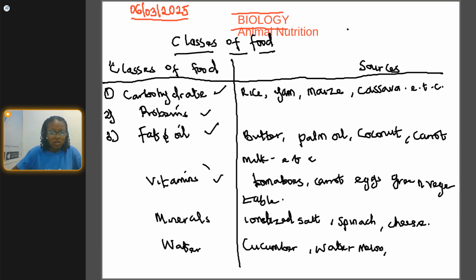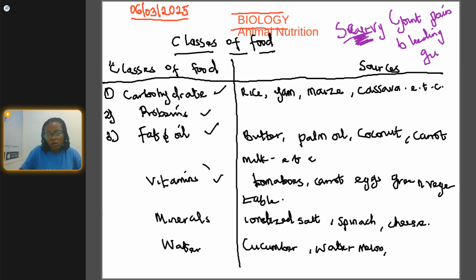Scurvy is bleeding gums and joint pains. If the body is lacking vitamin, especially vitamin C, it can cause scurvy. That is joint pain, also bleeding gums in your teeth. So vitamin is very, very important. This is the deficiency symptom of vitamin C. For vitamin D, the deficiency can cause what we call rickets.